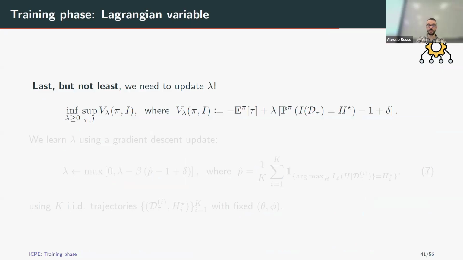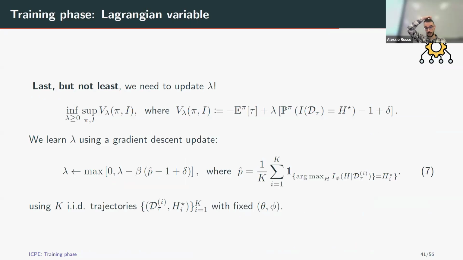Last but not least, we have the update of the Lagrangian variable. And as I said before, we are going to simply use a gradient descent update on lambda, where basically here you are taking the partial derivative of the dual with respect to lambda. We are assuming that I and pi are sufficiently stationary so that the gradient descent then will look like this quantity here. And p hat is an empirical estimate of this probability here.